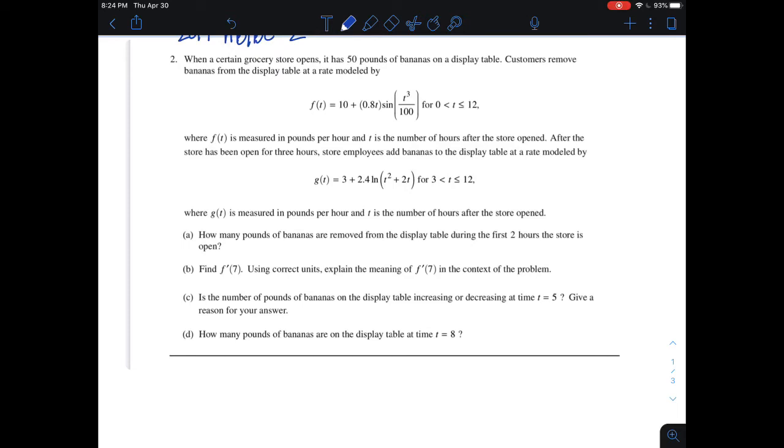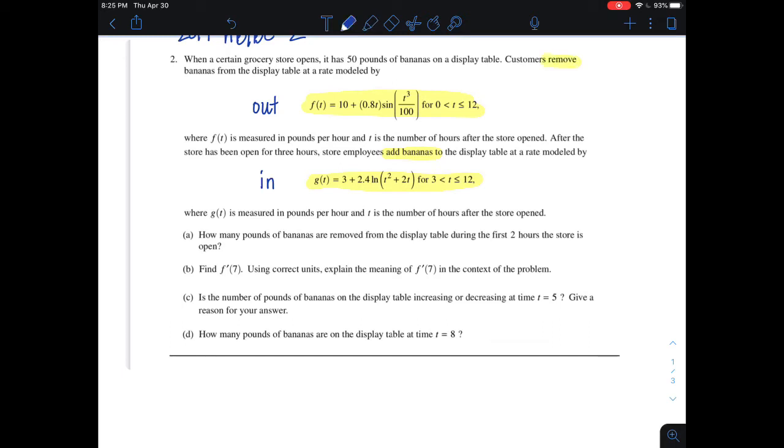So you'll notice this is one of those what we call double rates questions. There's a rate in and a rate out. So it's important to first identify what is the rate in and what is the rate out. Employees add bananas at this rate, G of T. So this is your rate in, okay? Customers remove bananas at this rate out, okay?